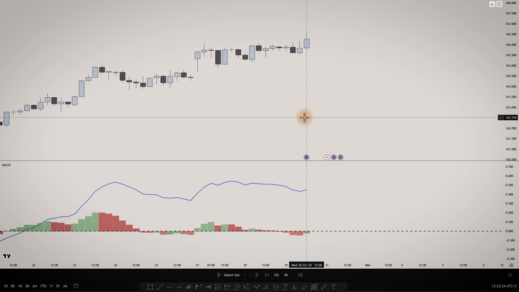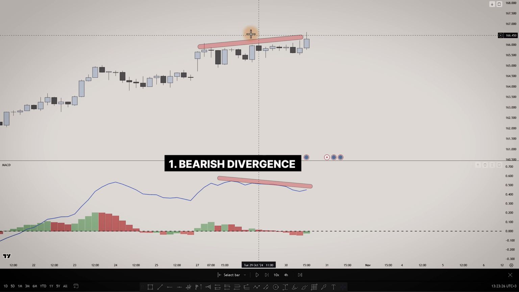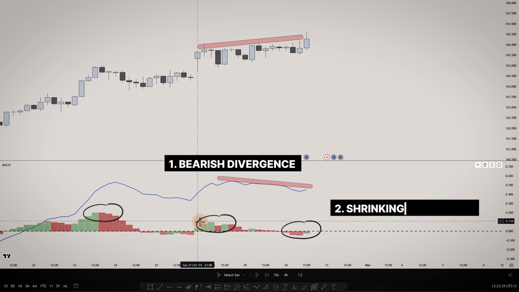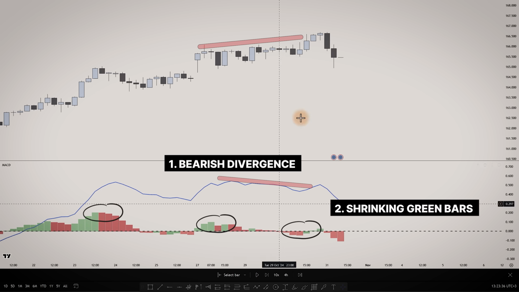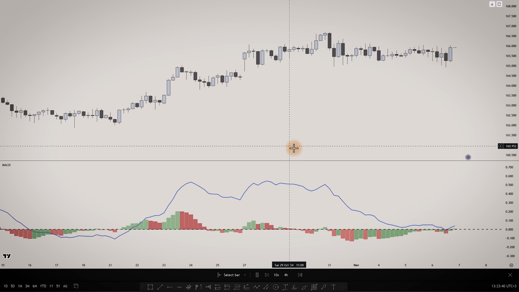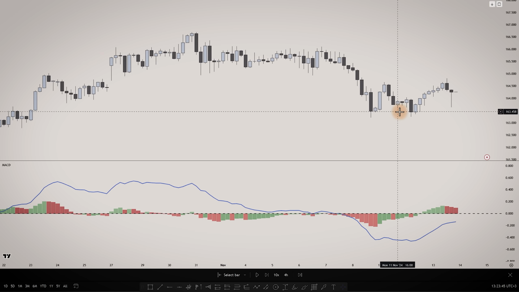Look at this trade. Bearish divergence on the 4-hour chart. Histogram showing shrinking green bars. Then boom, first red bar. That was my entry signal. Caught a 100 pip reversal.